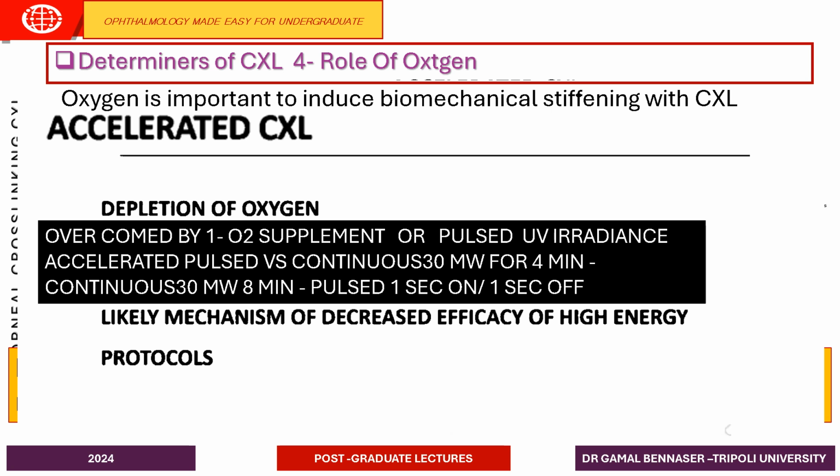So from all these studies, they discovered that the 9 milliwatt protocol, 9 milliwatt for 10 minutes, is the best for accelerated cross-linking. And if you go for a shorter time, the efficacy of the cross-linking will not be guaranteed. As I said, this is because of oxygen depletion, and the process will be anaerobic. Now, the anaerobic mechanism of cross-linking is very slow and is not as effective as aerobic cross-linking.